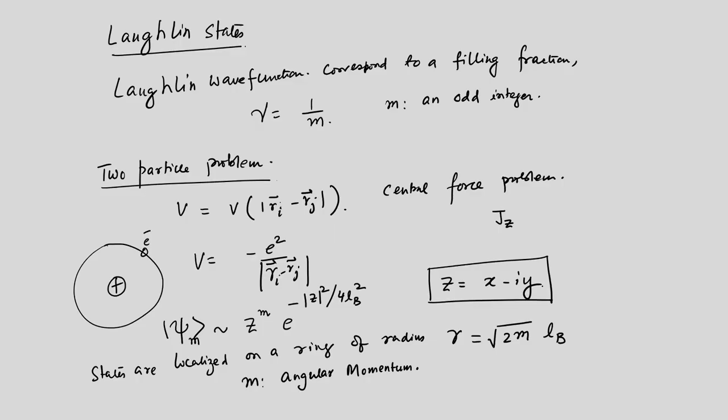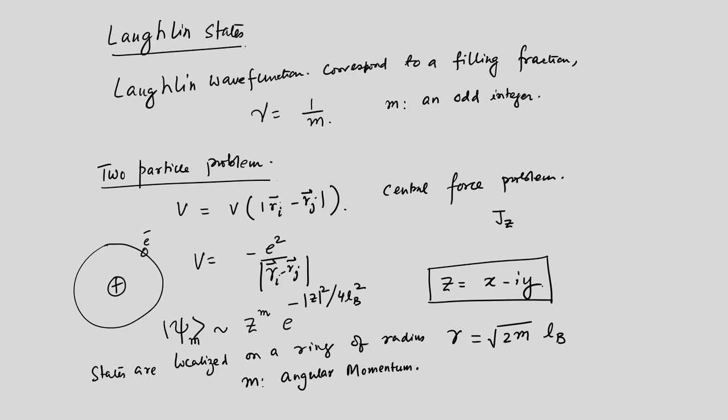And in order to do that, we initially looked at the two-particle problem, where they are interacting via a Coulomb-like potential or a two-particle central potential, in general, let's call it a central potential. And this is the wave function that can be written for the two particles, where z is the coordinate for one particle.